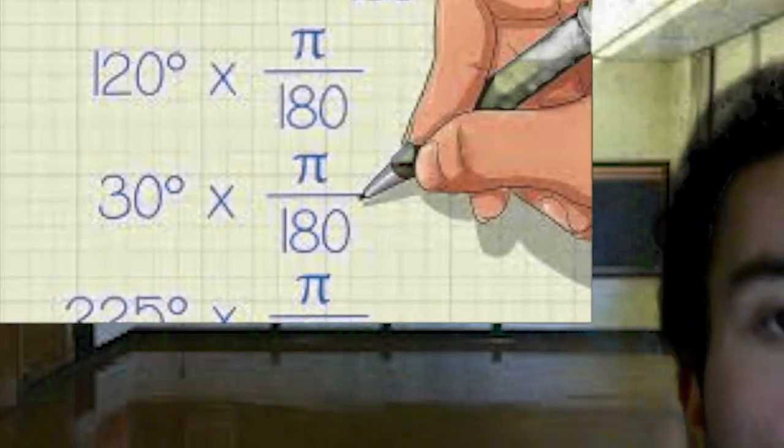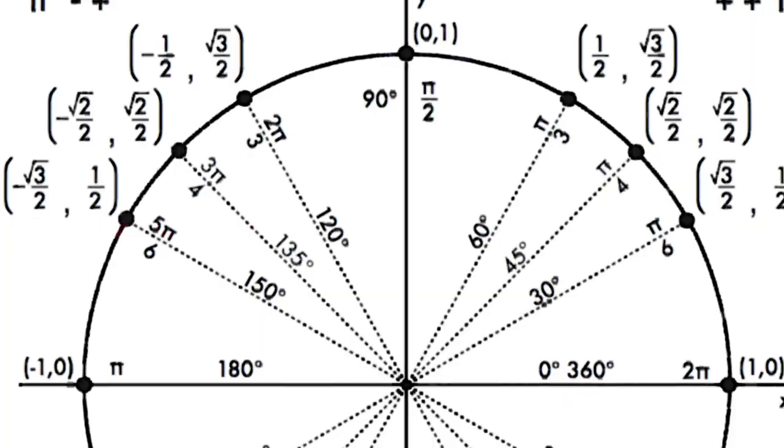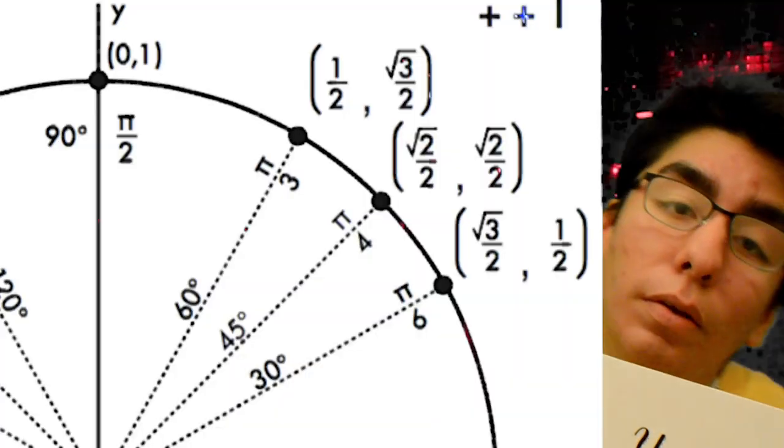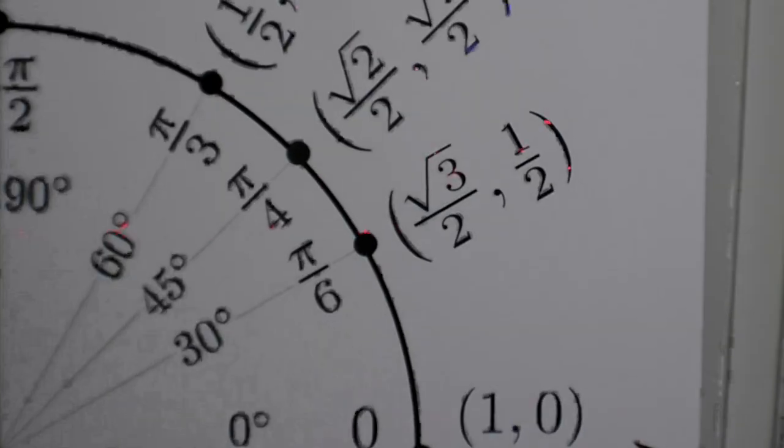Let's start with the first quadrant. 0 to 90. 30 degrees now converts to pi over 6, 45 degrees converts to pi over 4, add 15 now converts to pi over 3, now at 90, pi over 2. Now you're done with the first. Let's do the same for the second.